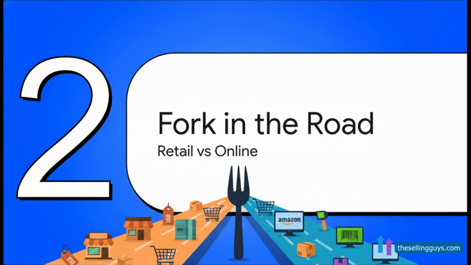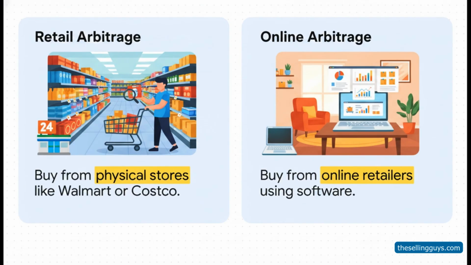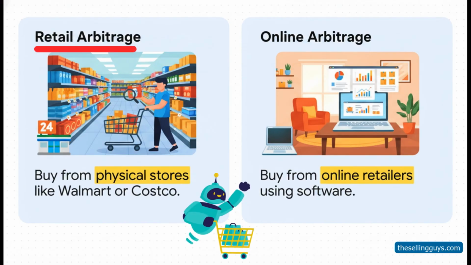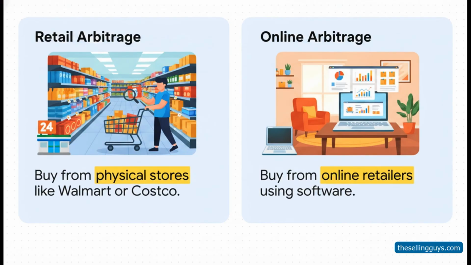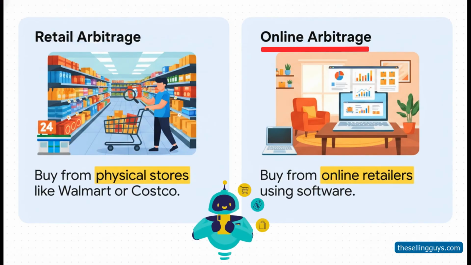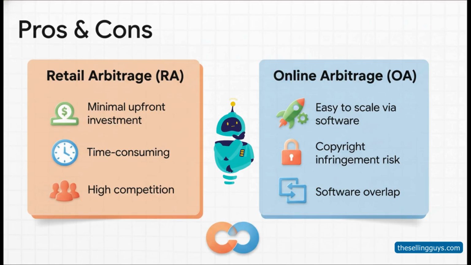Moving on to section 2, the fork in the road, retail versus online. So, once you've got the basic concept down, you hit your first major strategic choice as a business owner. You've essentially got two distinct paths. First is retail arbitrage, or RA. This is the physical hustle. Walking into brick-and-mortar stores like Target or Costco, scanning barcodes in the aisles and hunting for deals in person. Then there's online arbitrage, or OA. This is your digital strategy, sourcing from online retailers. Meaning, theoretically, you could run your entire business from your couch, using software to find those deals.